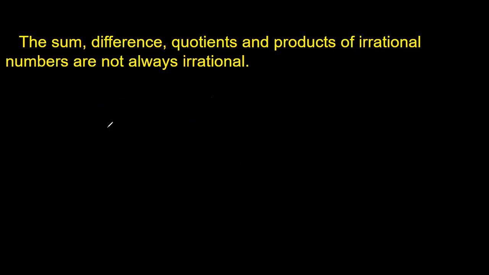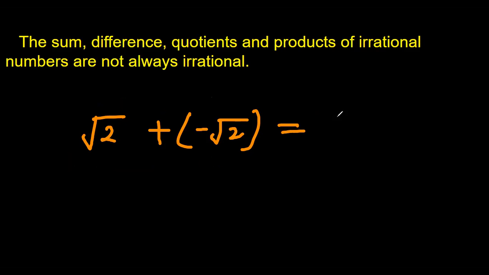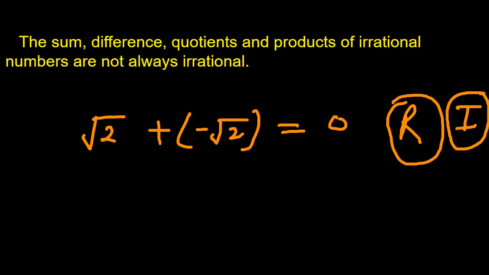But it is not always true. Take another example. If you add under root 2, which is an irrational number, with minus of root 2, in this case, you get 0, which is a rational number. So irrational plus irrational can give you rational also. It can give you irrational also. Means when we add two irrational numbers, we can get a rational number. We can get an irrational number also. So that means irrational numbers are not closed under addition.